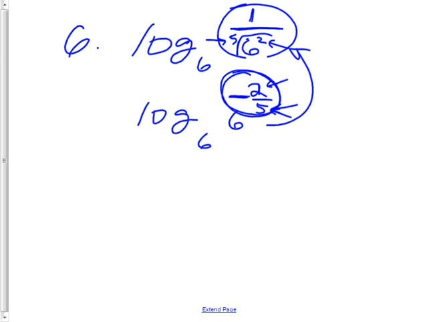So a lot of your assignment today, once you understand what you're doing with the logs, is just trying to make these two be the same, and the answer is whatever that is. A lot of your assignment for today is about being able to rewrite things as fraction exponents, like we just did right there. That's one of the hardest kind. All right, let's look at number 8.